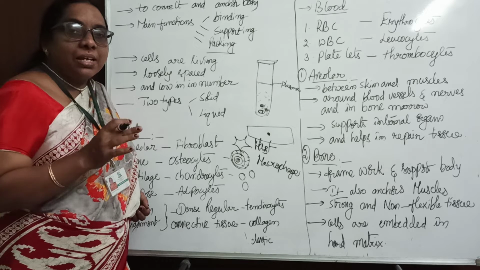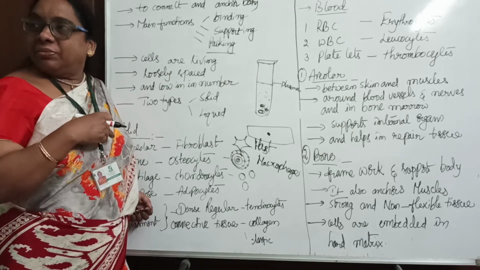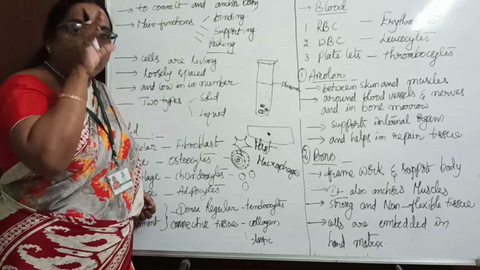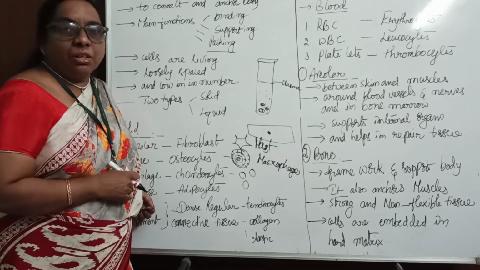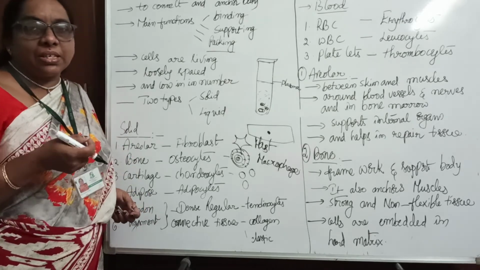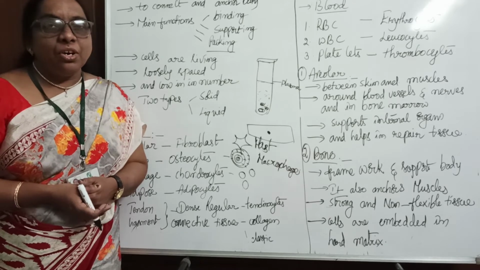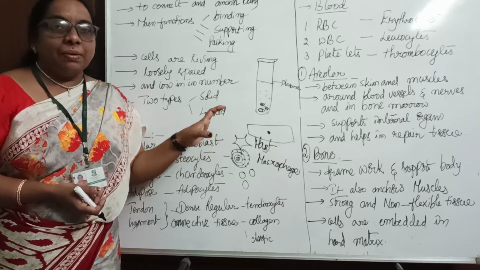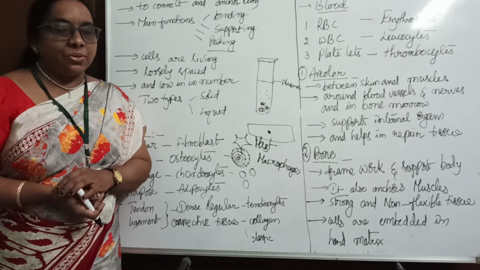It anchors, otherwise it gives the framework to the body, and it supports the body. Okay, yes. So now, if you go for the cross section of the bone, the main cells present in the bone are called osteocytes. Where all these cells are present? When you take the cross section, we can see those cells.